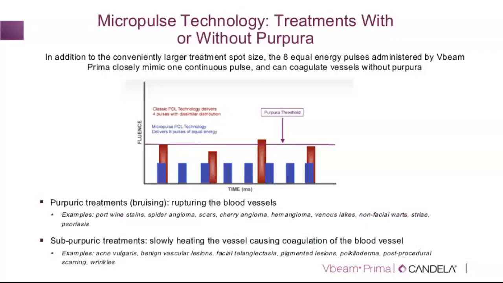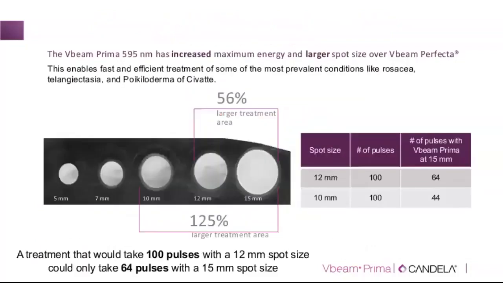The pulse dye laser in Candela has a unique micropulse technology, which means that the individual pulse is divided into small, short micropulses, which is particularly good when it's used in the subpurpuric mode, for example, for rosaceas and poikilodermas and scars and some other conditions whereby you would want to have a subpurpuric response and mode. Within the same pulse, the energy is divided into micropulses, which allows for greater safety and that subpurpuric threshold. And this is in the Vbeam Perfecta as well as in the Vbeam Prima.